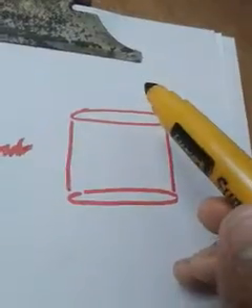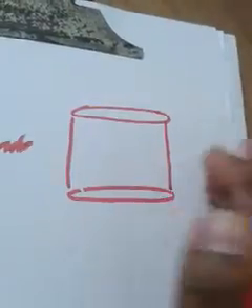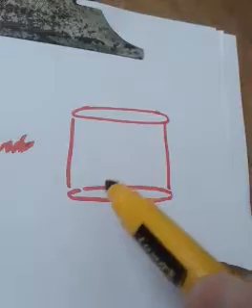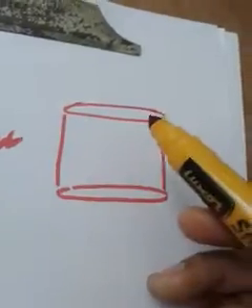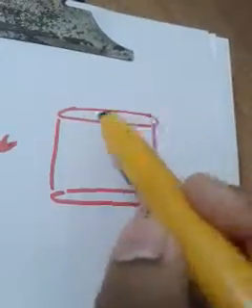And there are two types of cylinders. The first one is the open cylinder, just like a PVC pipe. Both ends should be open. And the second category is the closed cylinder. Both ends will be what?